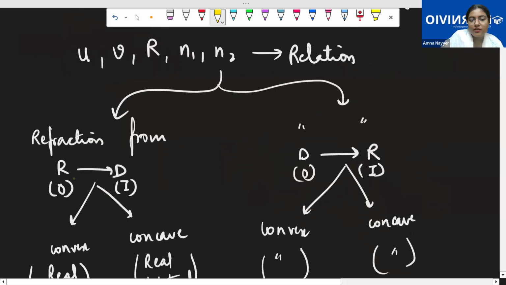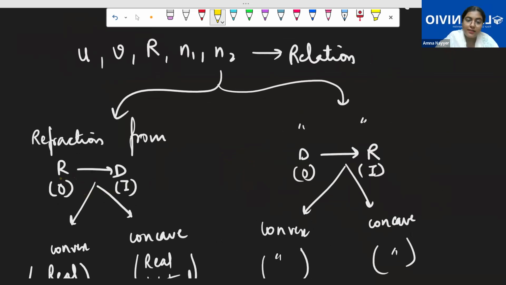So refraction will occur from rarer to denser. When I say rarer to denser, that means your object is present in the rarer medium and the image is formed in the denser medium. While for denser to rarer, the object is present in the denser medium, and in the rarer part you have the image formed.